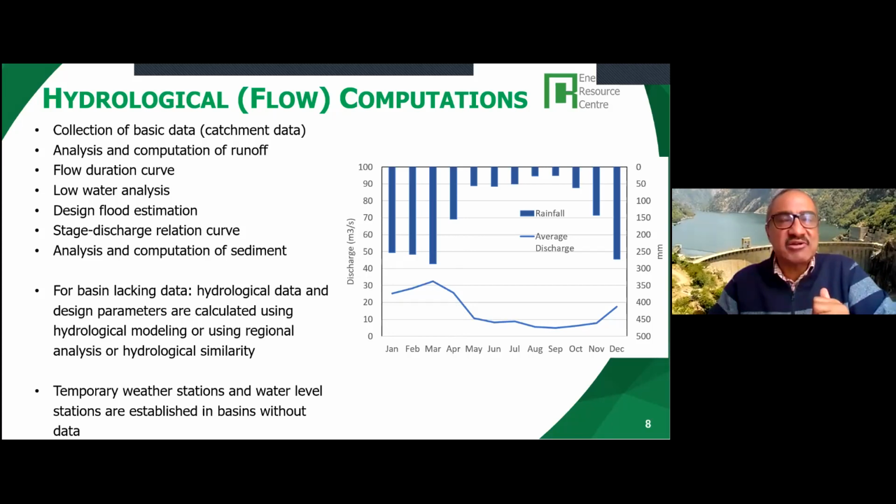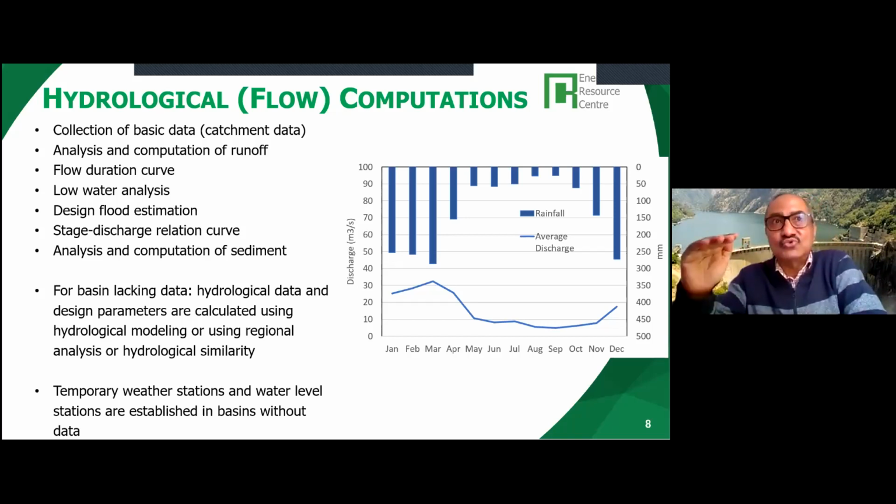This is what I mean by the runoff. Then we also have to compute what is known as the flow duration curve, which I will go into in detail in the next few slides. And then we have to determine the minimum flow. Then we also have to calculate the maximum design flow, what should be the design flood in the weir, in the dam.